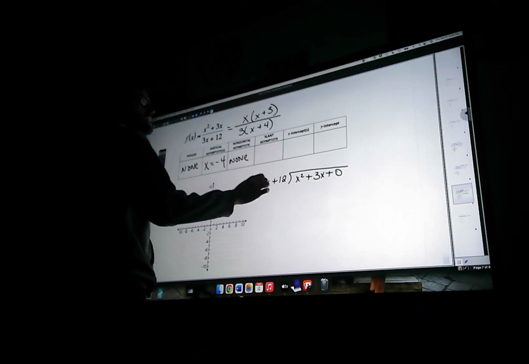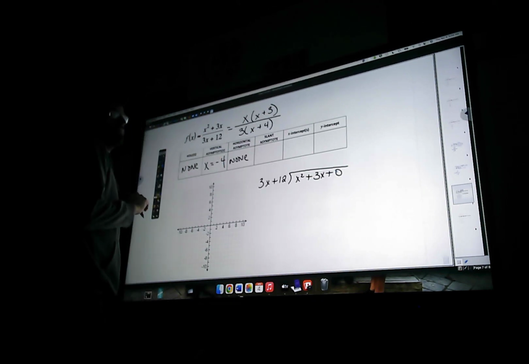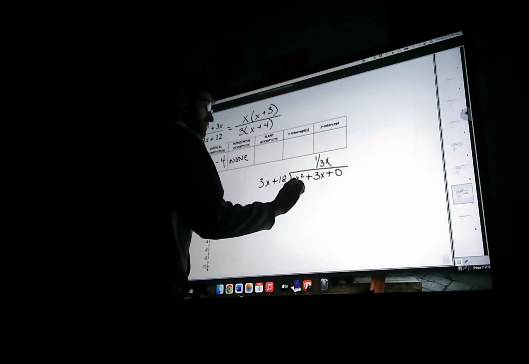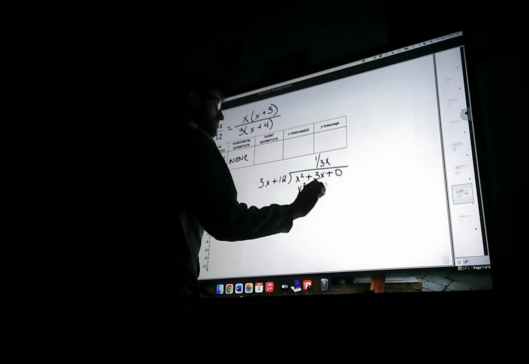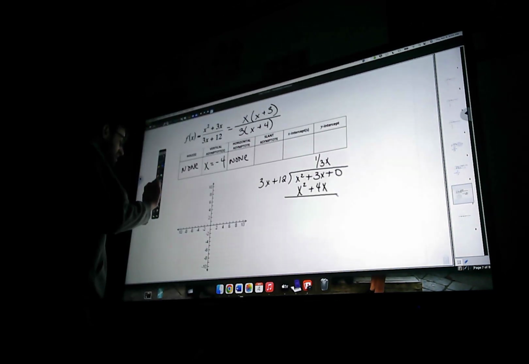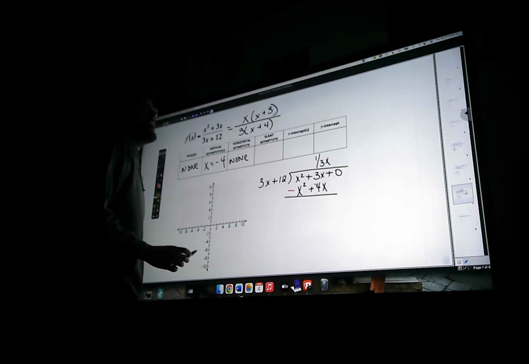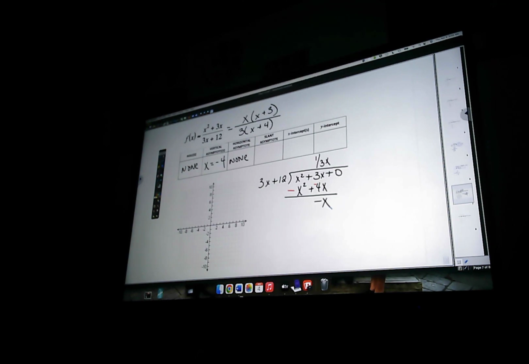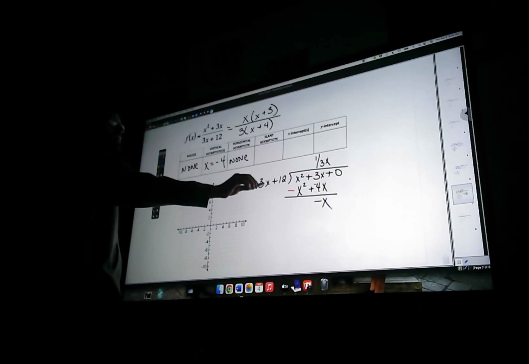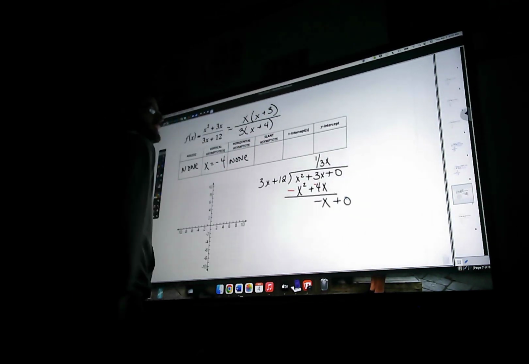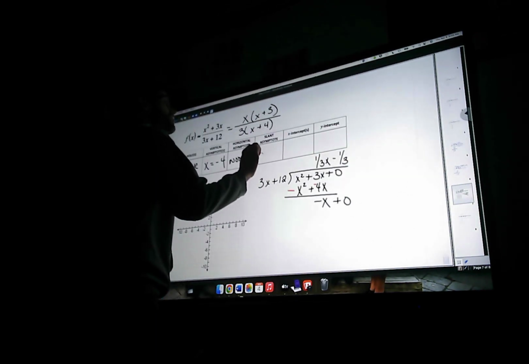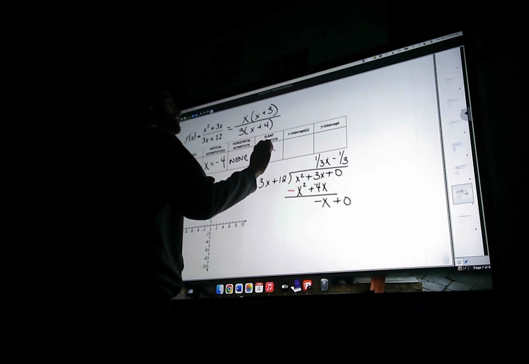What do I need to multiply 3x by to get x squared? 1/3 x. Remember, I'm just looking for a line. Draw the line, switch the signs, and add. Then what do I need to multiply 3x by to get a negative x? Negative 1/3. So my slant asymptote is y equals 1/3 x minus 1/3.